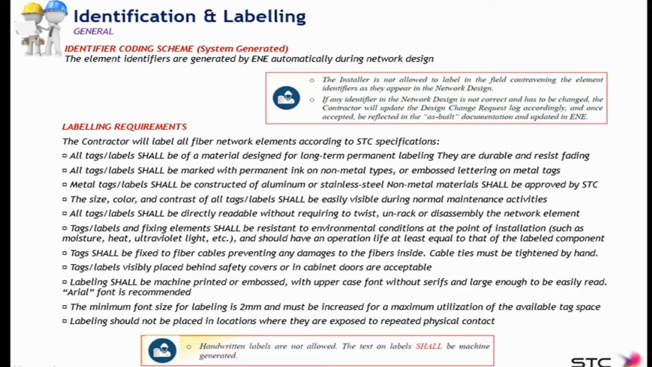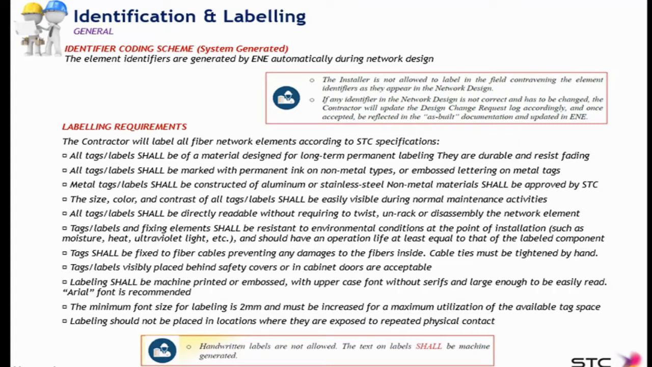and they have to be directly readable without twisting them. The fixing elements must be resistant to the environmental conditions: moisture, heat, ultraviolet light, sun radiation. So they have to be fixed in a way that prevents any fiber damages inside the elements. The cabinets and covers must have the labels visible behind the covers.